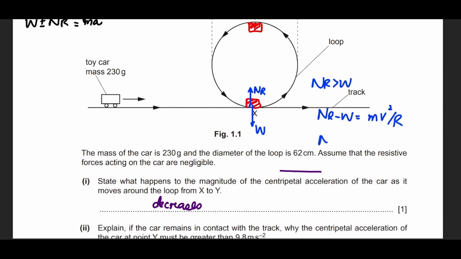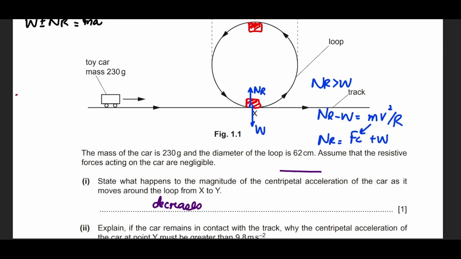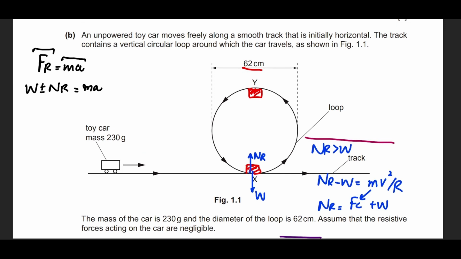So the normal reaction actually becomes equal to not only the centripetal force, which is mv square over r, plus also the weight. So at the lower point, the normal reaction is going to be higher than the top point. So this is what happens at the bottom, at least. This is the bottom mechanics. Now let's go to the top.